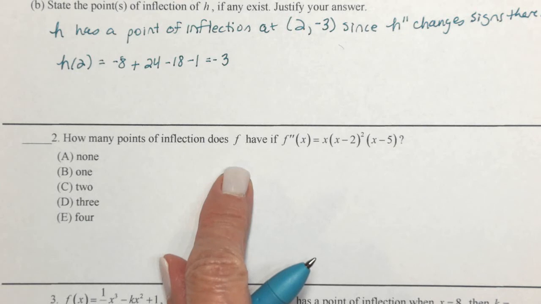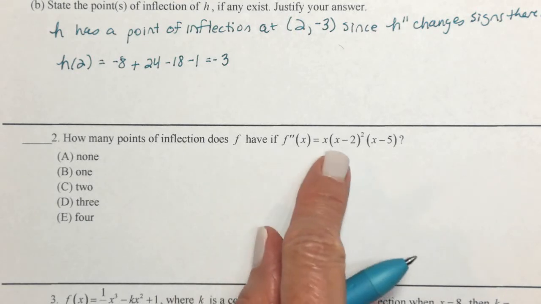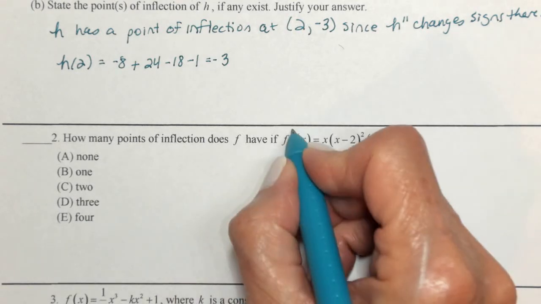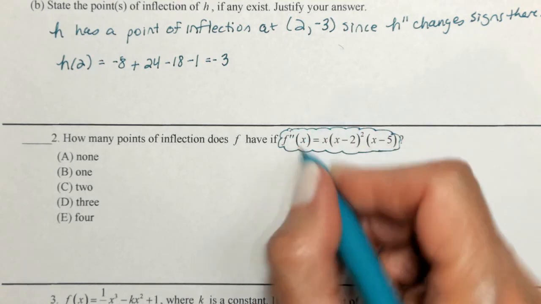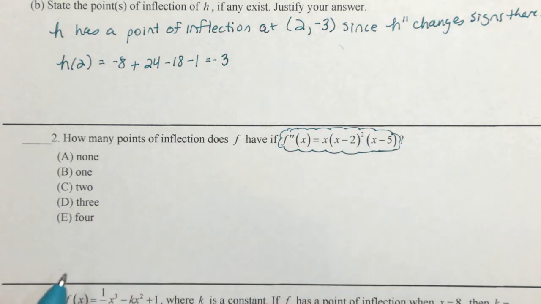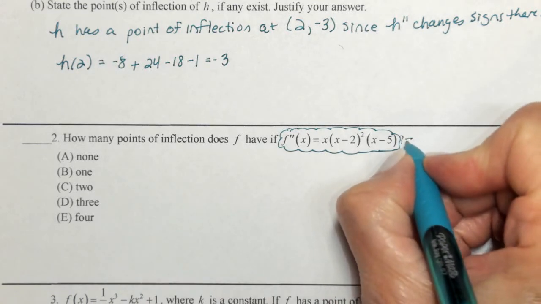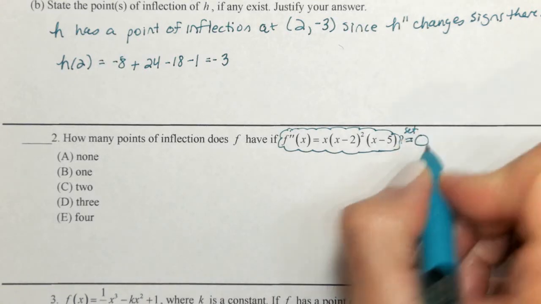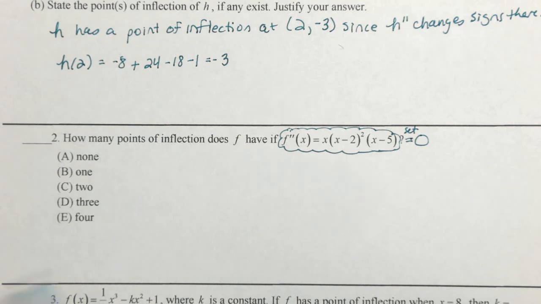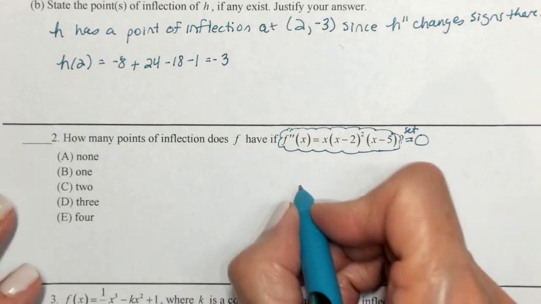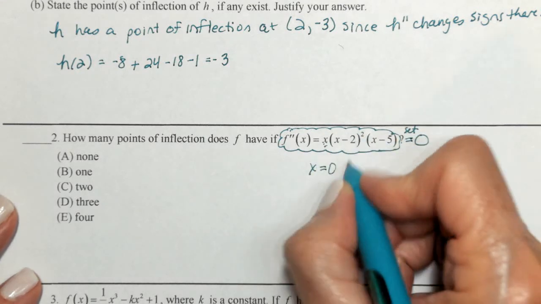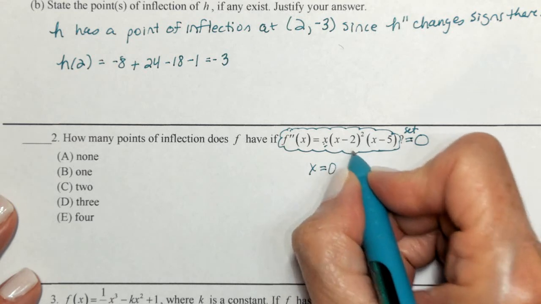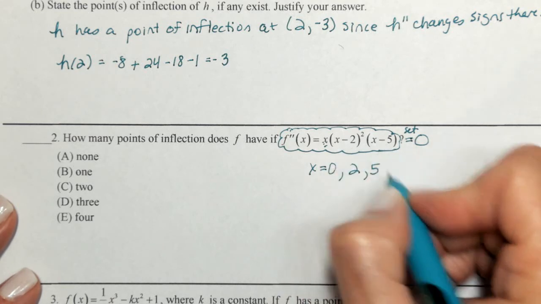How many points of inflection does f have if f double prime is this function? Well, they've already found, that was really nice of them, they already found f double prime for me. I don't even have to take a derivative. They found it for me. And it's already factored for me. So all I have to do is set that guy equal to 0. Okay, those would be the values of x that go on my number line. So x is equal to 0 from this factor, 2 from this factor, and 5 from that factor.